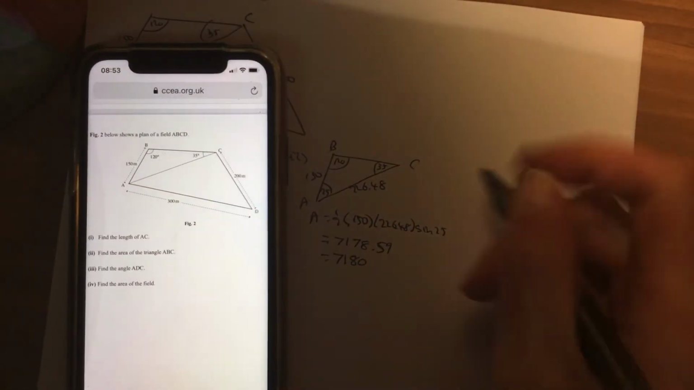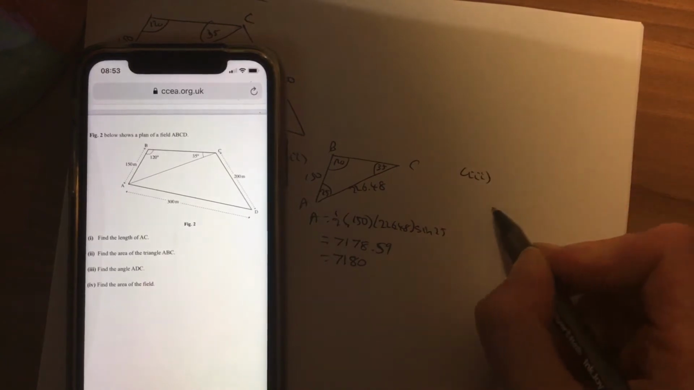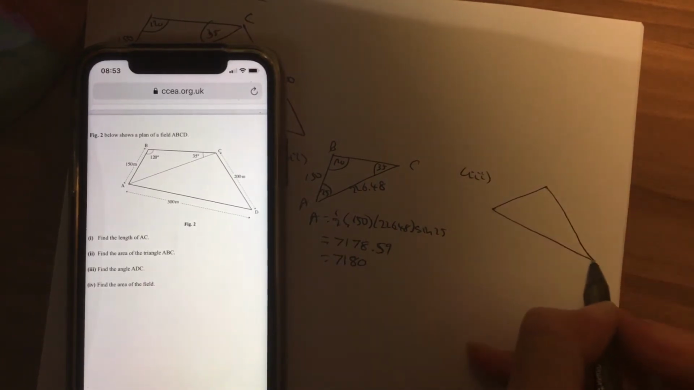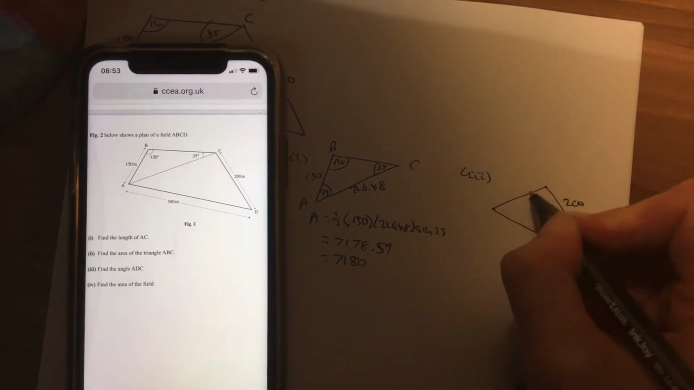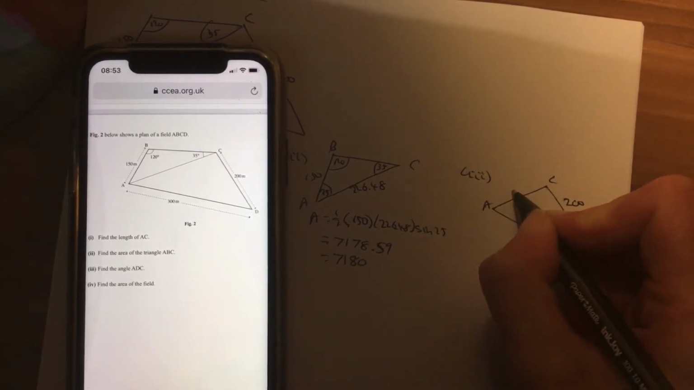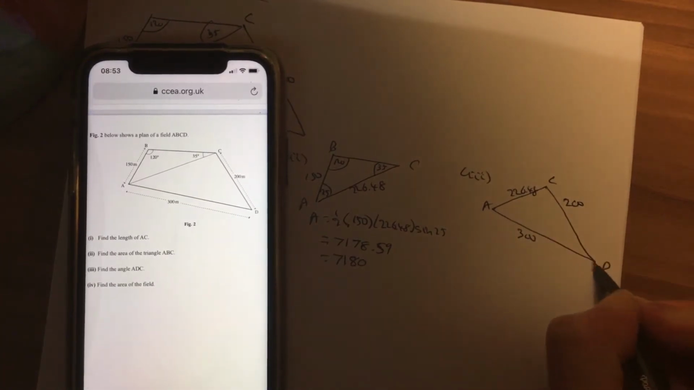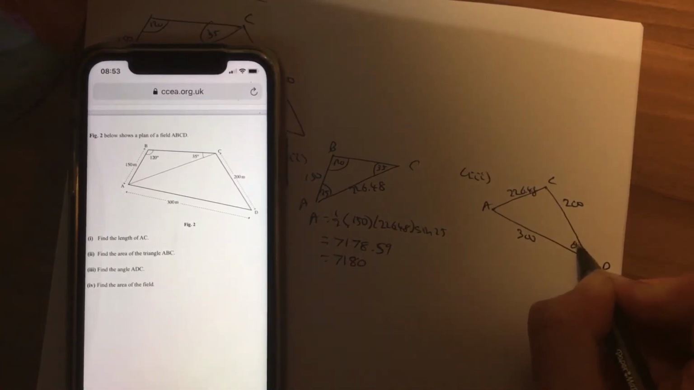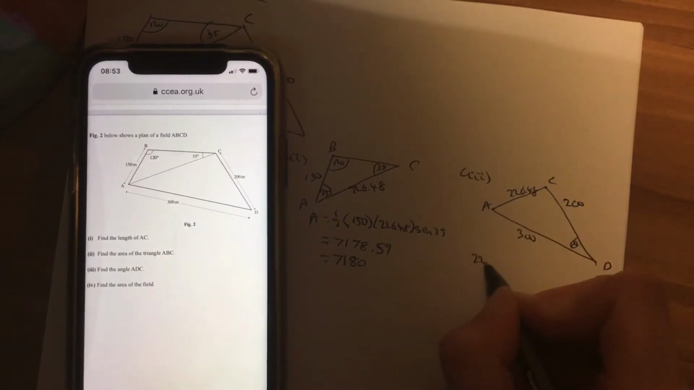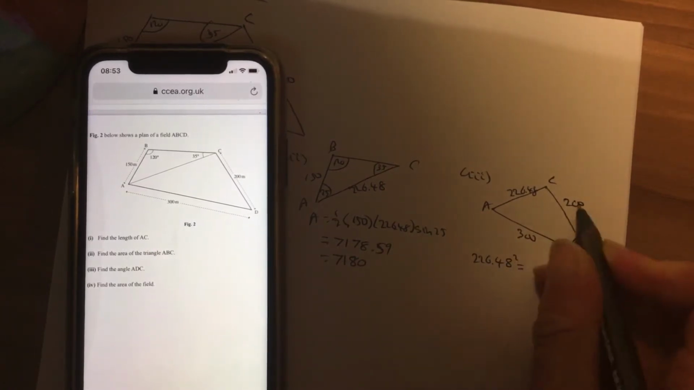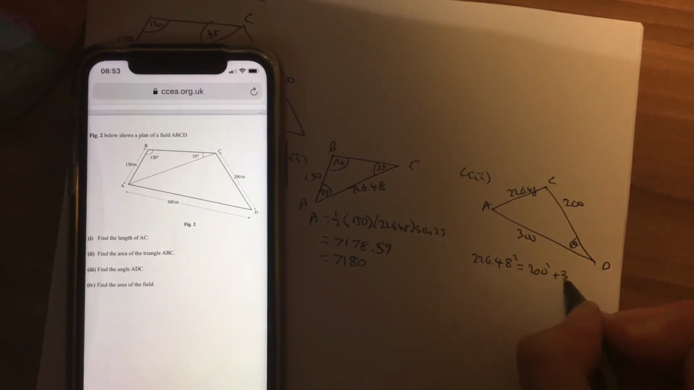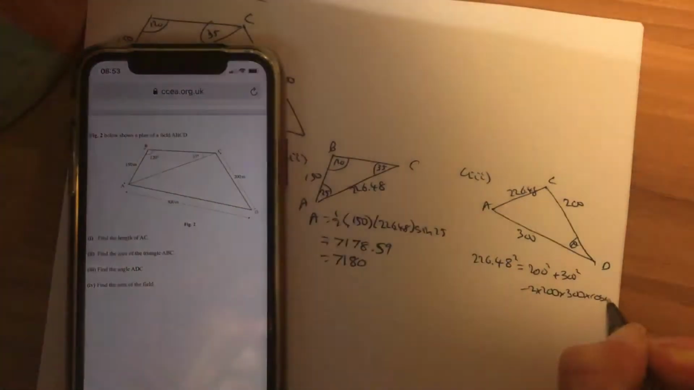The next bit is find the angle ADC. So ADC is this one here. So I'm going to draw out this second triangle for this. So AC I know. So this is 200. AC I know is 226.48. 300 and D. And I'm looking for this angle in here. Using the cosine rule. So 226.48 squared equals the other two sides squared minus 2 times the other two sides times cosine the angle between them.